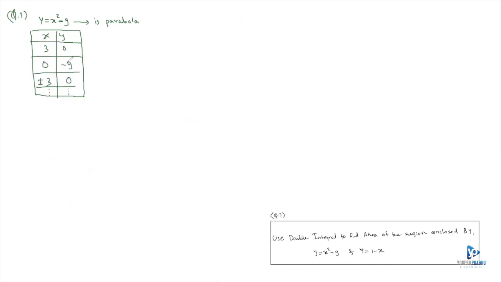Okay. So can we plot this parabola? The first point is 3, 0, which is over here. Now x 0 and y negative 9. That's over here. 0, negative 9. Where is 3, 0 and negative 3, 0?